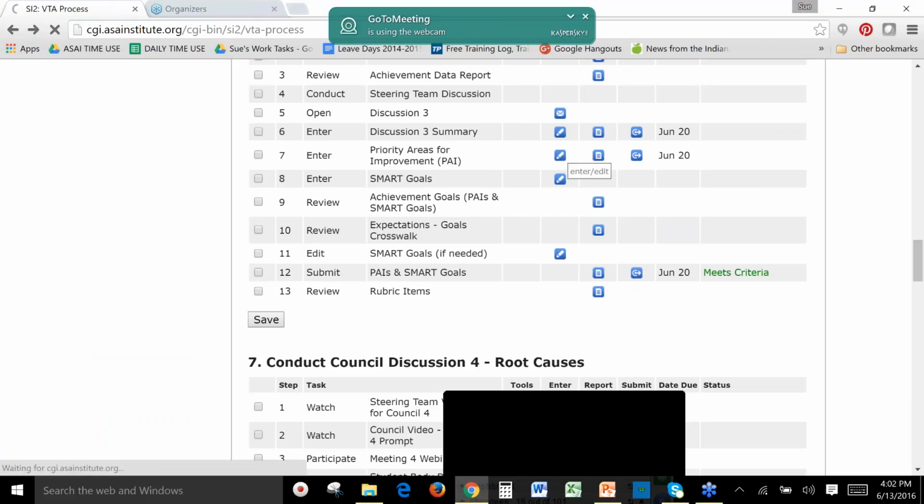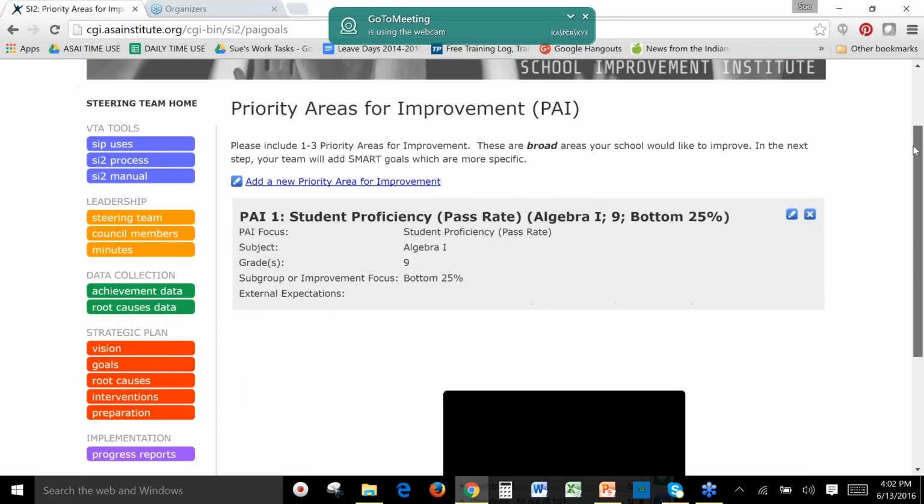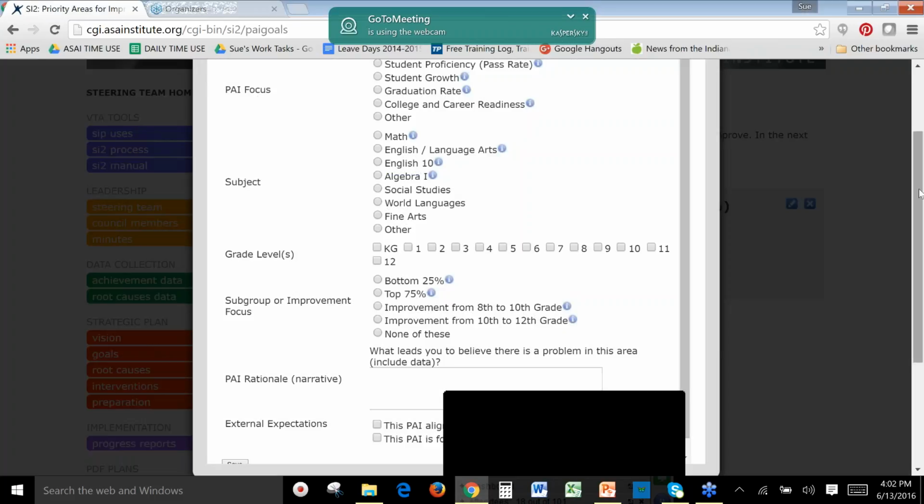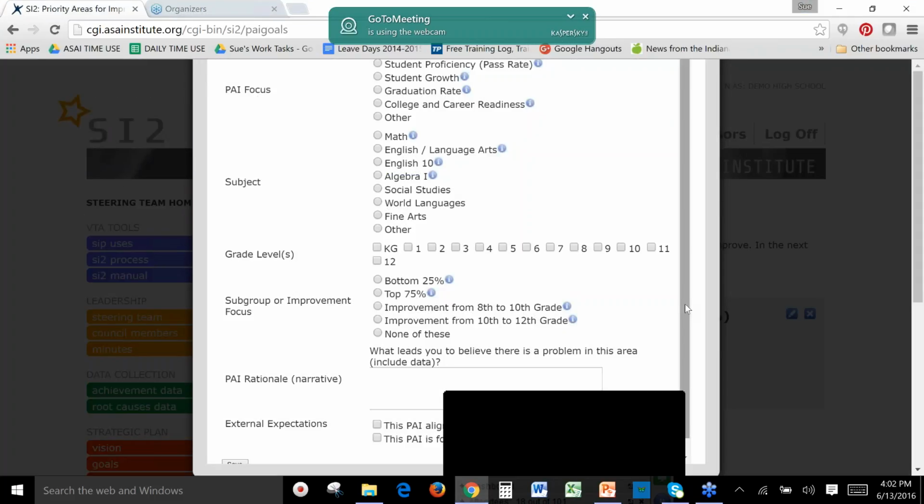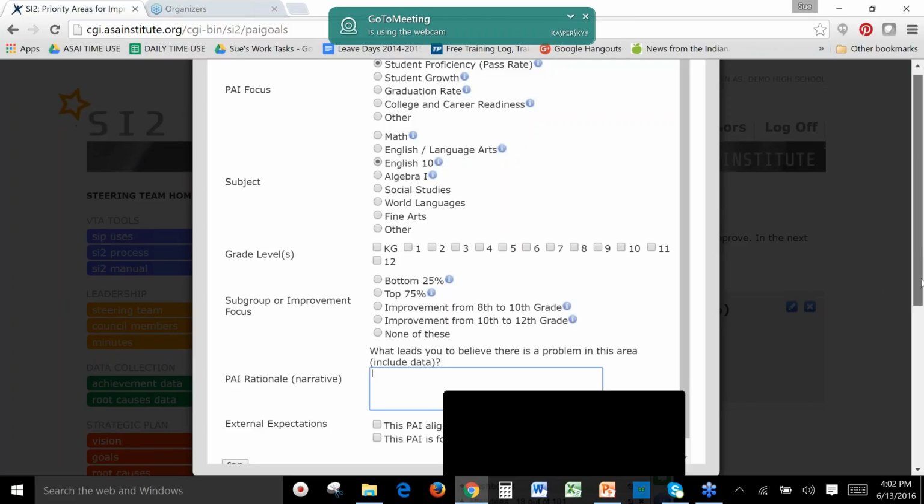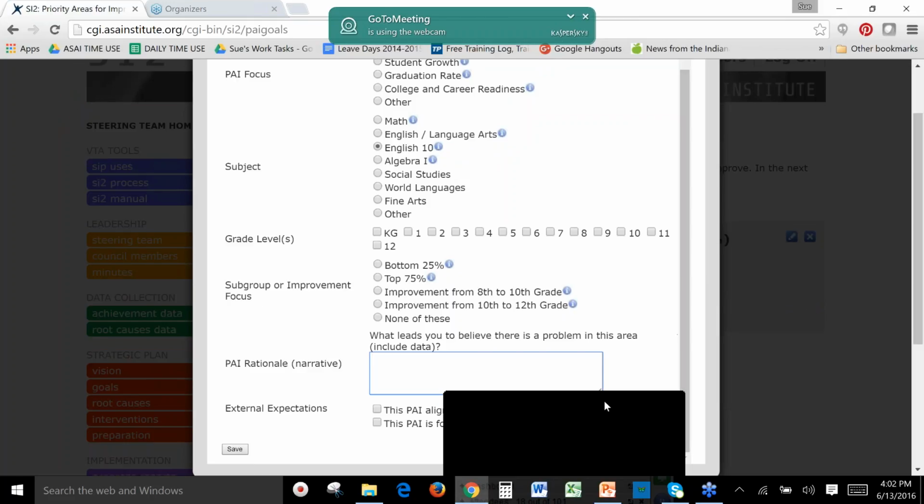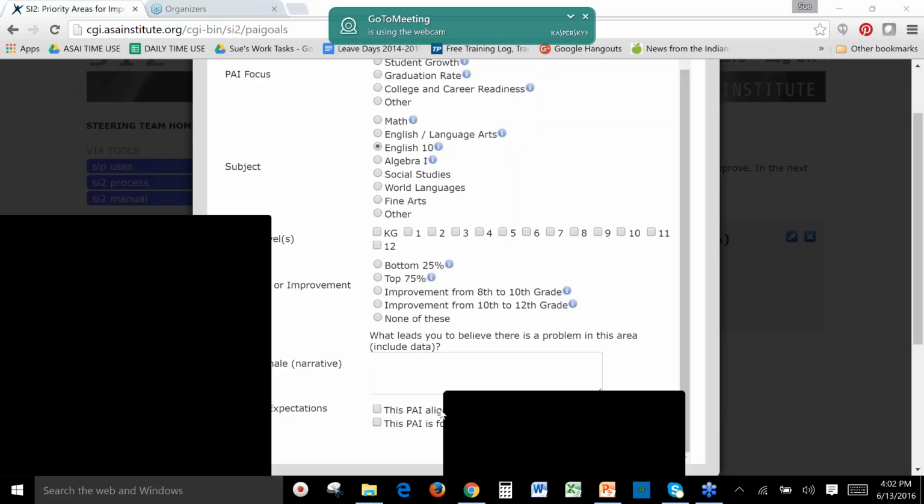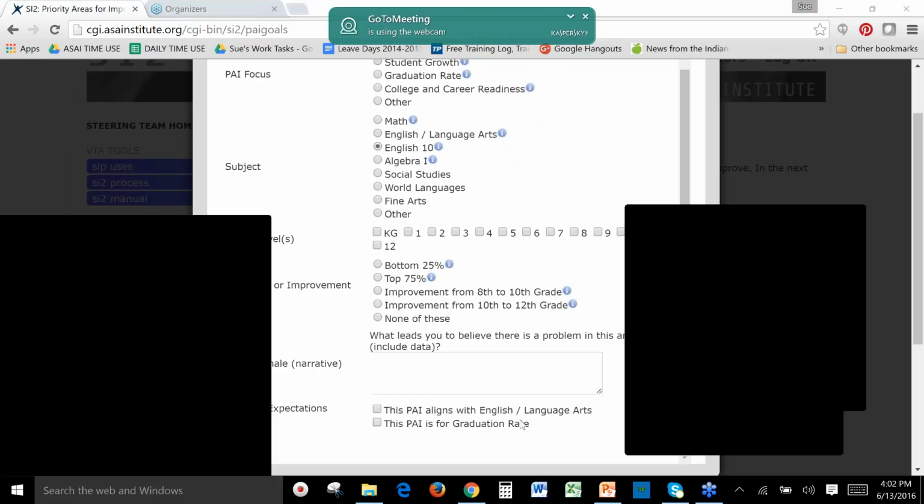I'm going to click on that. You can see here it's just a checklist. So I'm going to go in and add a new priority area for improvement. I'm clicking the focus area. So I would just say student proficiency, what subject, what grade levels, what's the subgroup or improvement focus area, and then rationale. Why did you pick this as a PAI? This is where you'll tell us, and this is again where the external expectations go. You'll say, this PAI aligns with English Language Arts, and this PAI is for graduation rate. This part of the system is also customized, so this may look different school to school. So that's how you establish your PAI, and then down at the bottom you save that.